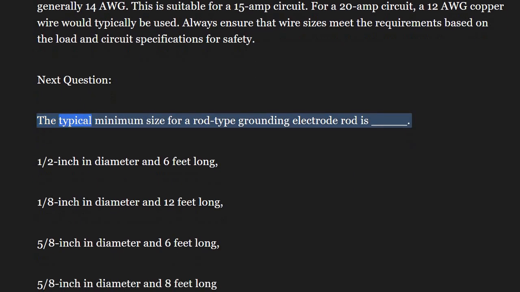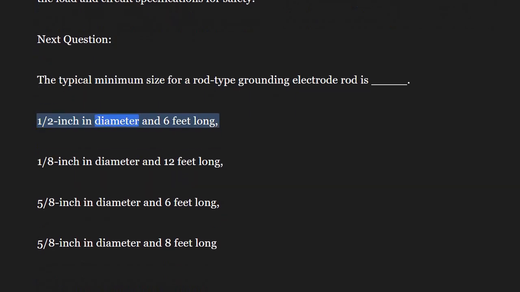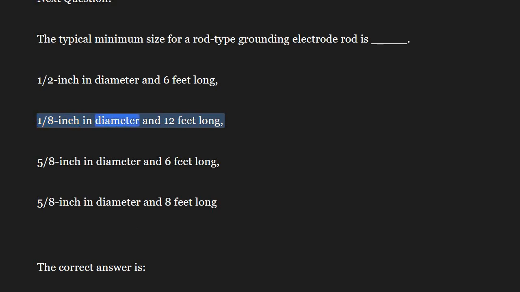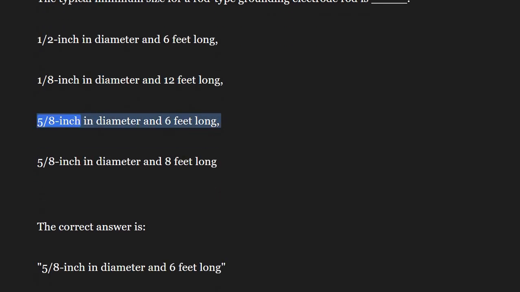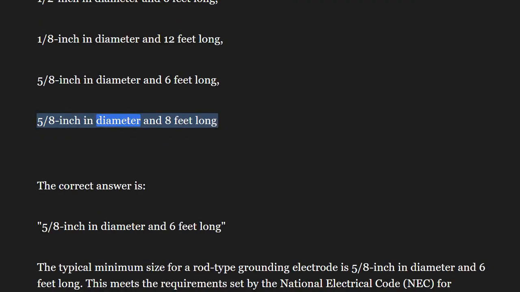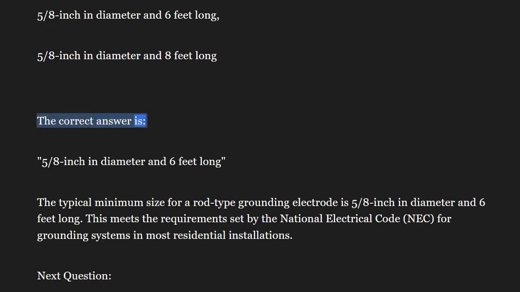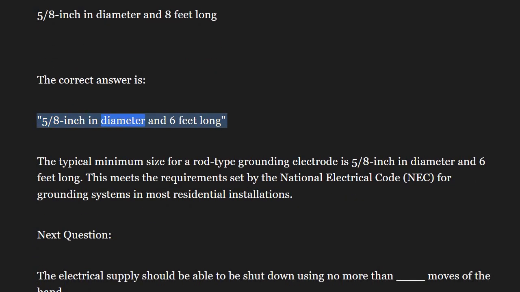Next question. The typical minimum size for a rod-type grounding electrode rod is 1/2 inch in diameter and 6 feet long, 1/8 inch in diameter and 12 feet long, 5/8 inch in diameter and 6 feet long, 5/8 inch in diameter and 8 feet long. The correct answer is 5/8 inch in diameter and 6 feet long.